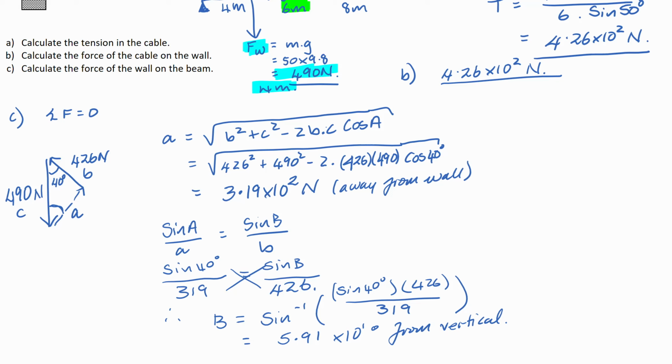Okay, so you can write that in a nice neat little way. So 319 by 10 to the 2 newtons away from the wall at 59.1 degrees from the vertical. Clumsy, but it gives you all the information you need.